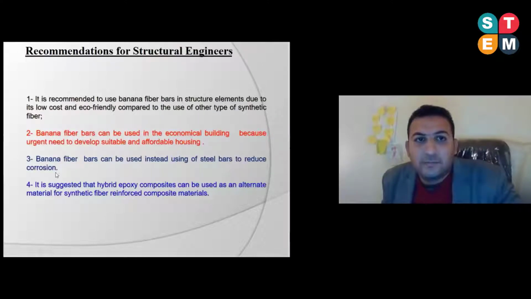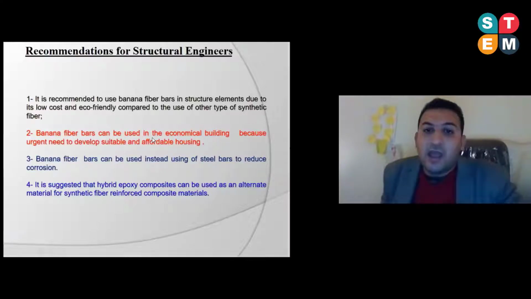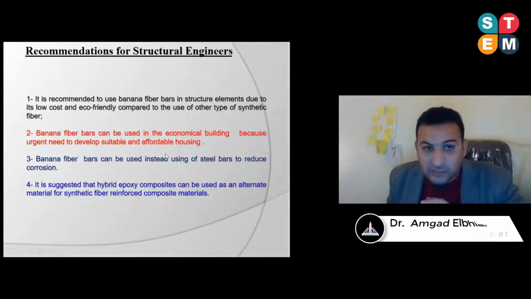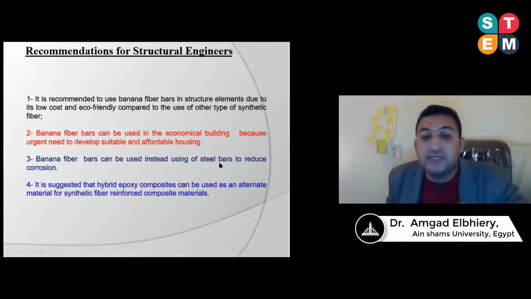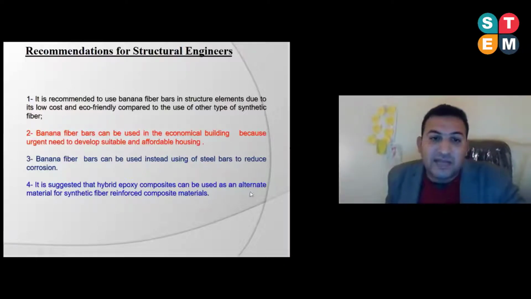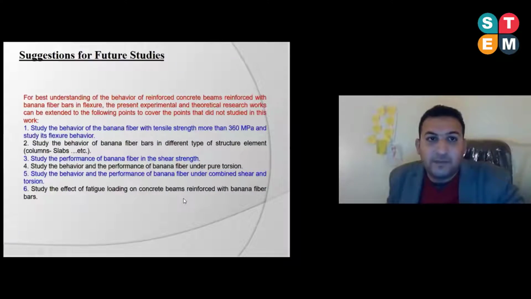Recommendations: it can be recommended to use banana fiber in structural elements due to its low cost and being eco-friendly compared to other synthetic materials. Banana fiber bars can be used in economical buildings because of the urgent need to develop sustainable and affordable housing. Banana fiber bars can be used instead of steel bars to reduce the corrosion that happens to steel bars. It suggests that the hybrid epoxy composite can be used as an alternative material for synthetic fiber reinforcing composite material. Suggestion for future study: the behavior of banana fiber with different parameters.